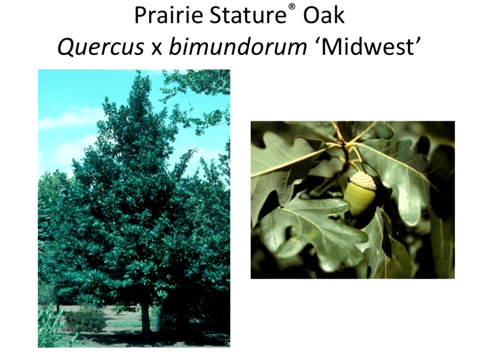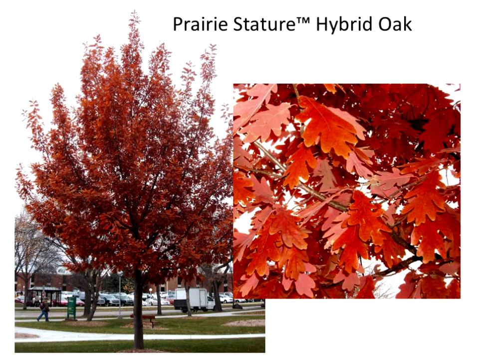Prairie stature oak. Here's where we get a little bit different species. This is a cross between white oak and English oak. And it produces a really nice fall color. So now we have an oak instead of an autumn blaze maple. And so again, having diversity, but still getting good fall color.